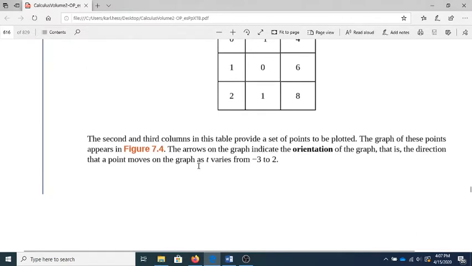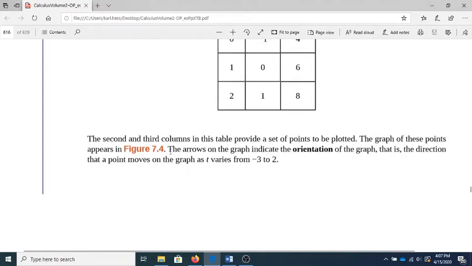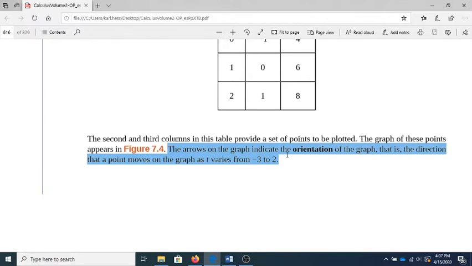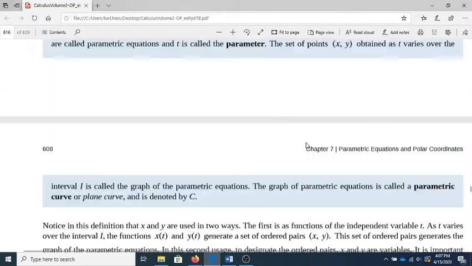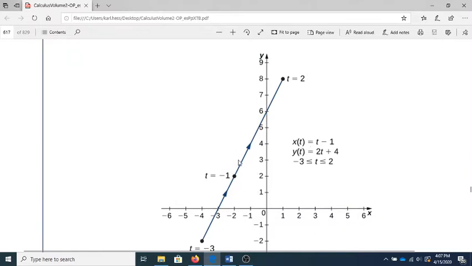There's one other thing I wanted to point out here at the bottom of page 608. It says the arrows on the graph indicate the orientation of the graph, that is, the direction that the point moves as t increases. So where's the graph they're referring to? Here's the one in the book. You can see as time moves forward, the points are moving from this point up to that point, so the arrows are drawn on the curve to show that orientation.